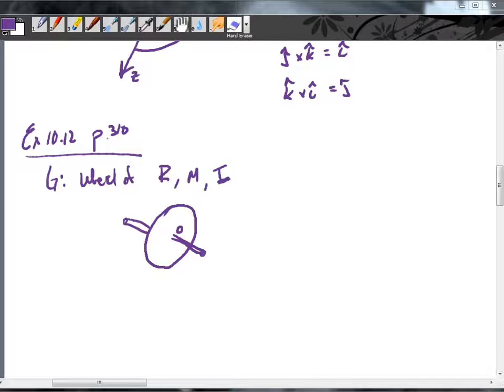Okay, so we have a wheel of radius r, mass m, and rotational inertia I, mounted on a frictionless horizontal axle, and it is allowed to spin. I need to draw another little thing in here. It's not great, but we'll take it. There we go. A light cord wrapped around the reel supports an object of mass m. So suspended from this is an object of mass m.